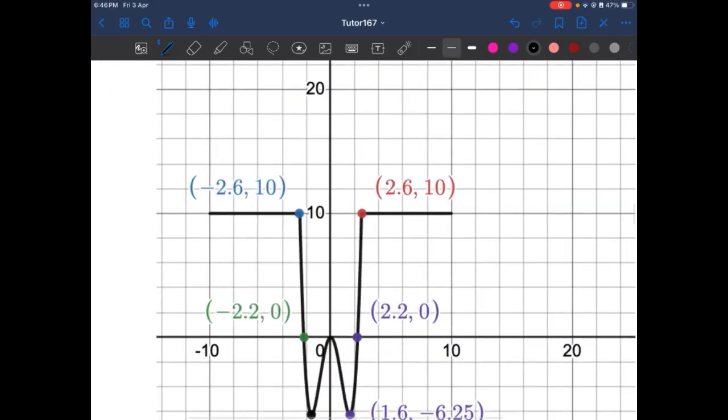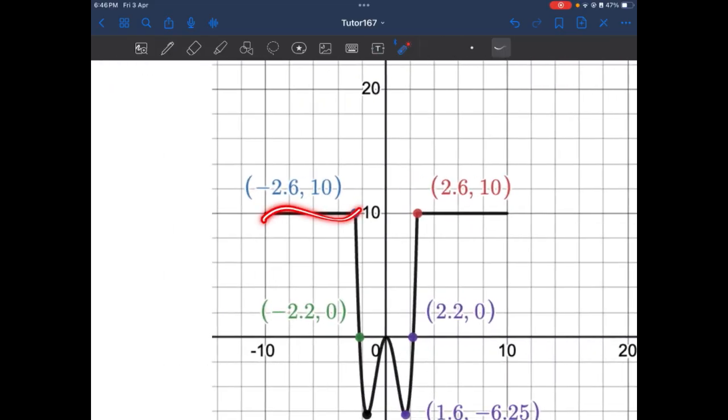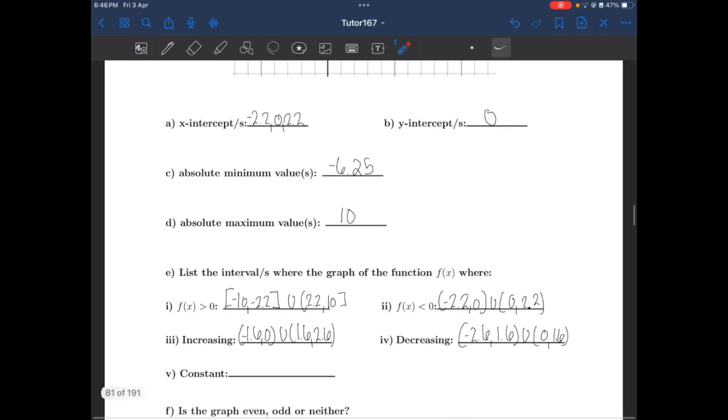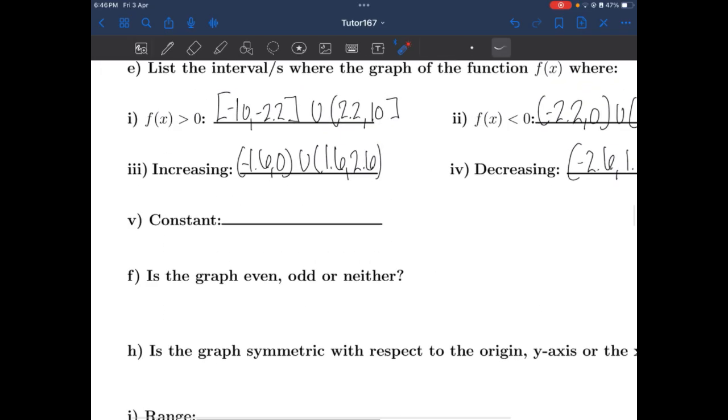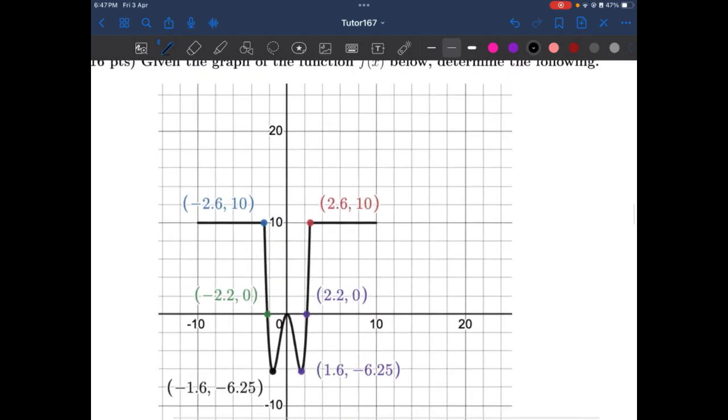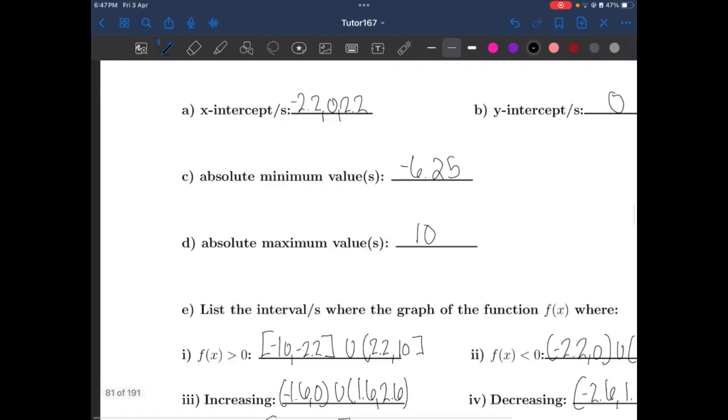Constant is just where it's going in a straight line, like you see here. So that would be negative 10, because it's the point for negative 10, see down here, negative 10 up to negative 2.6, union 2.6 to positive 10.